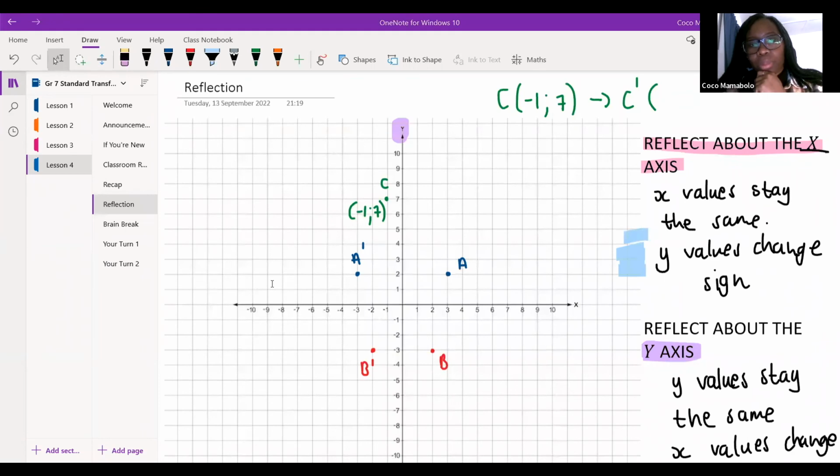Sorry, what is C prime? Coco, we can't hear with the background noise. Oh no, I've also accidentally exited the breakout rooms again. That's okay, I think we just continue.